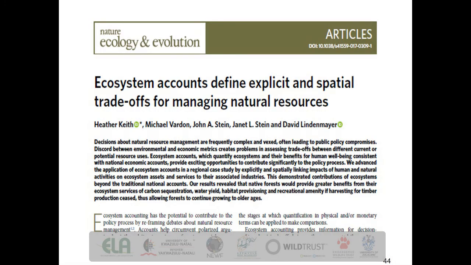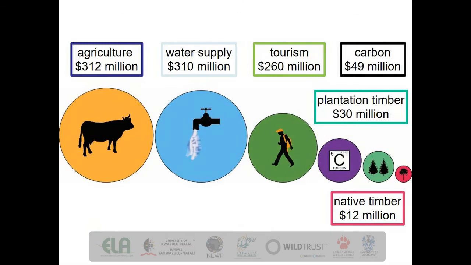And we published this work in 2017. It was led by Heather Keith, who's a carbon specialist, and Michael Vardon, who used to be with the Australian Bureau of Statistics, both of whom have expertise in environmental accounting. And really, the results were quite stark. What we see here is that the value of agriculture is by far and away the most important natural asset in this area, but it's not through grazing, it's actually through horticulture and providing food for Melbourne, about an hour and a half from this region.